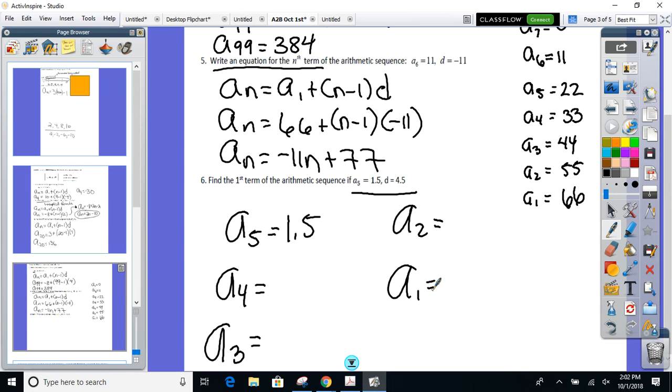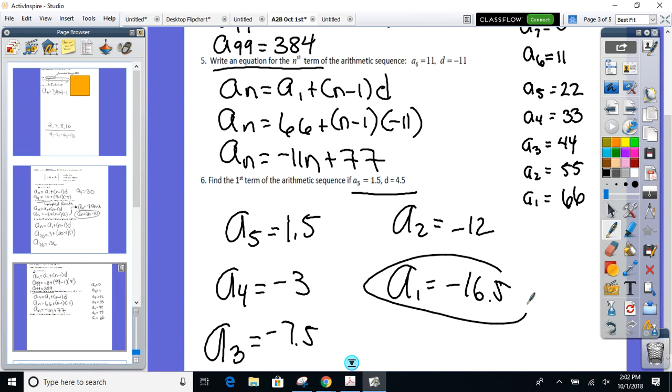Okay, here we go. What do you do in the 1.5 to get to the fourth term? Subtracting 4.5 and you end up with negative 3. Subtract 4.5 again, negative 7.5, minus another 4.5, negative 12, which brings me to my first term, which would be negative. There we go, guys. Perfect. Beautiful job. We okay on going backwards? All right. I think we can get one more in here.